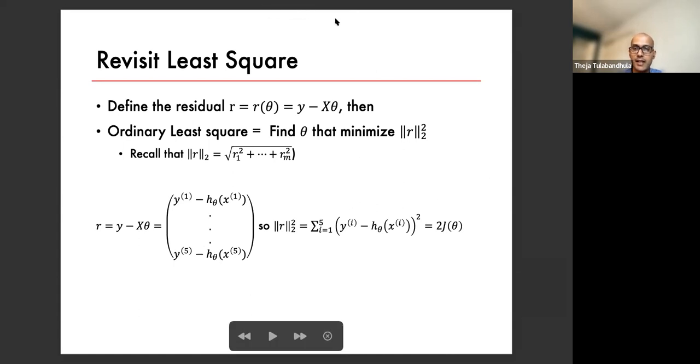And as I said, the 2 norm square of R is exactly equal to J theta, except for a factor of 1/2. So either you multiply 1/2 to the 2 norm square of R, or you multiply 2 with J theta, so that they both are the same.